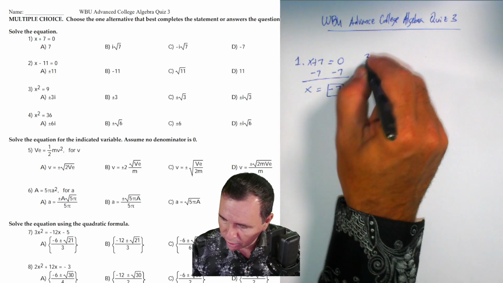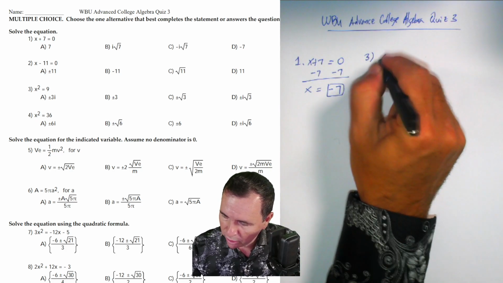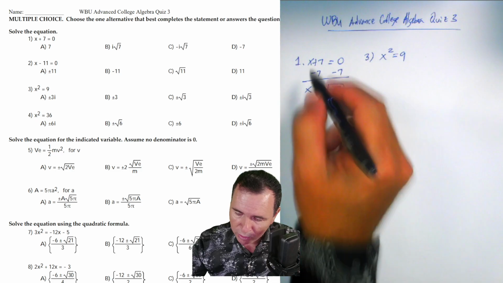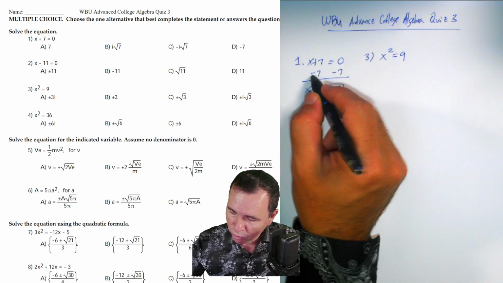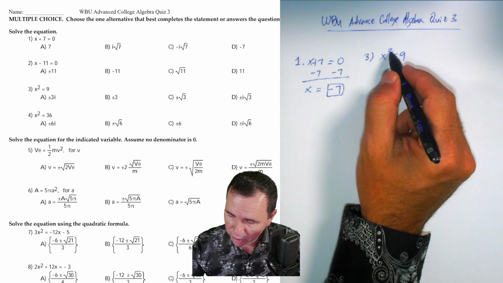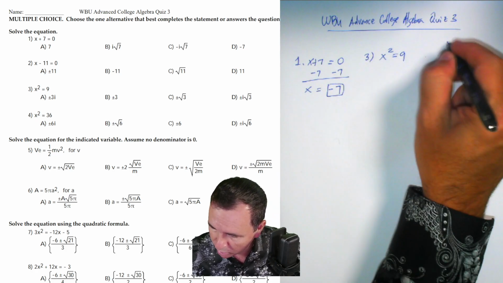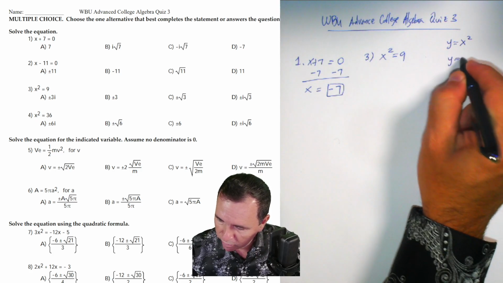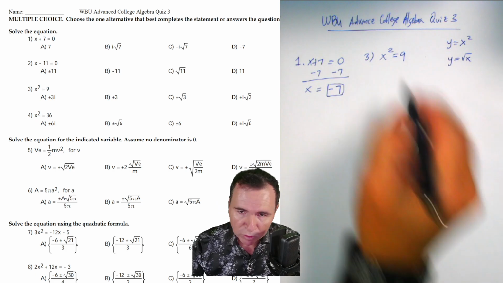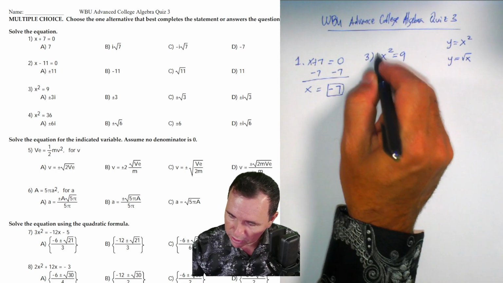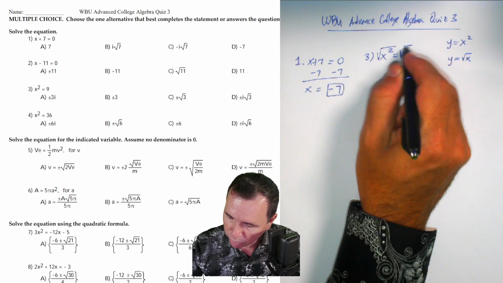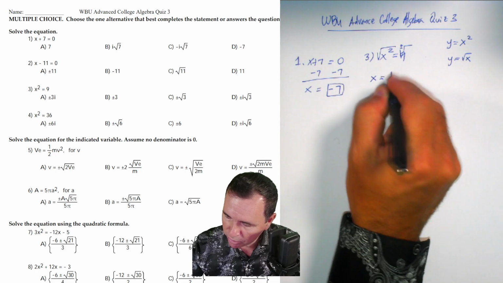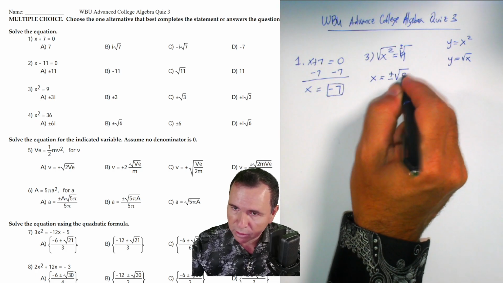All right, now let's take a look at question number 3. Question number 3 says x squared equals 9. Now, just like we countered addition with subtraction, we're going to have to counter squaring with the inverse function of it. So if I have y equals x squared, the inverse of it would be y equals the square root of x. So I would have to take the square root of both sides like this. But when you do, you're going to have to put a plus or minus right there.